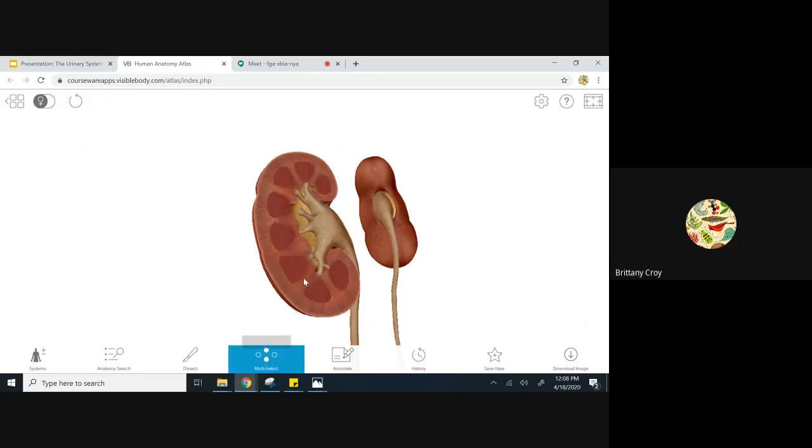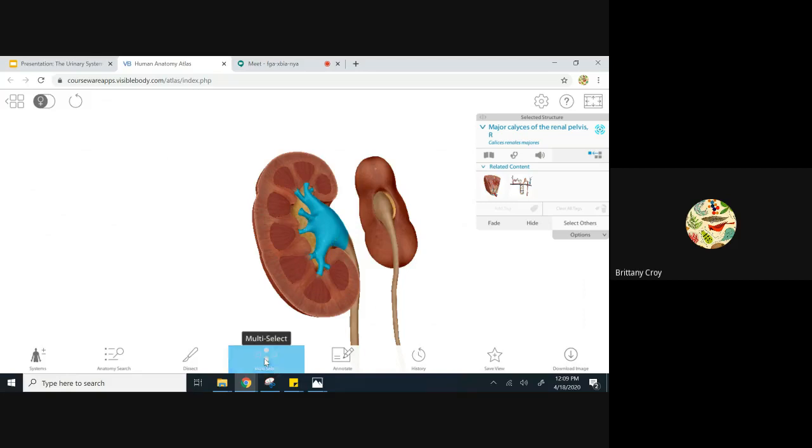And then finally, the innermost part is called the pelvis. So all this stuff over here makes up our renal pelvis. So the outside is the cortex, the middle part is the medulla, and then the inner part over here is called the pelvis.